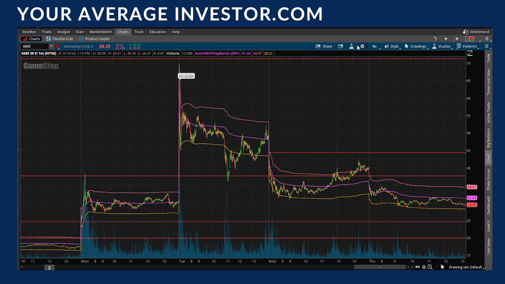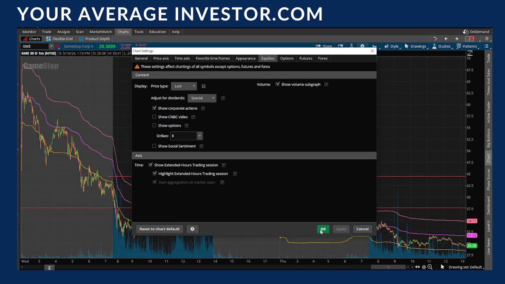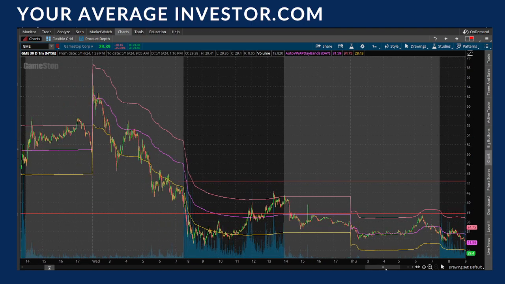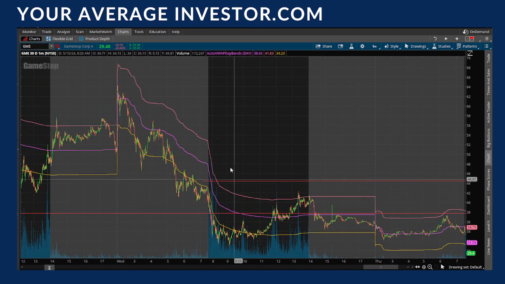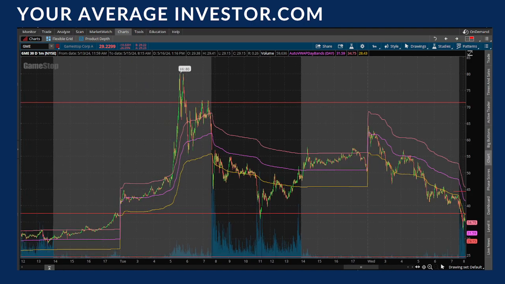I'm going to go ahead and turn this back on, the extended hours, because I actually like it. I think it's a little more accurate with extended hours because generally you don't have stuff like this where there's so much volume in the pre-market that it drastically affects the volume weighted average. And if you do have that kind of volume, then it's probably important to pay attention to.